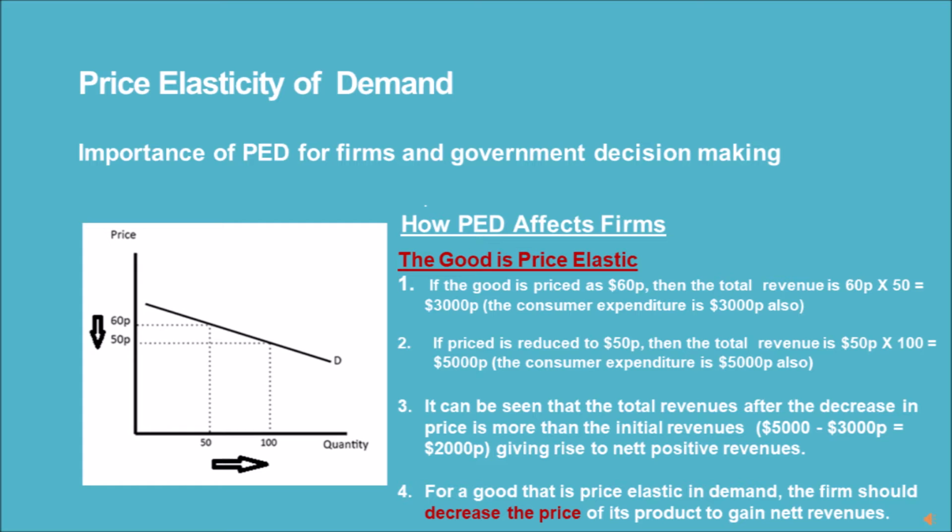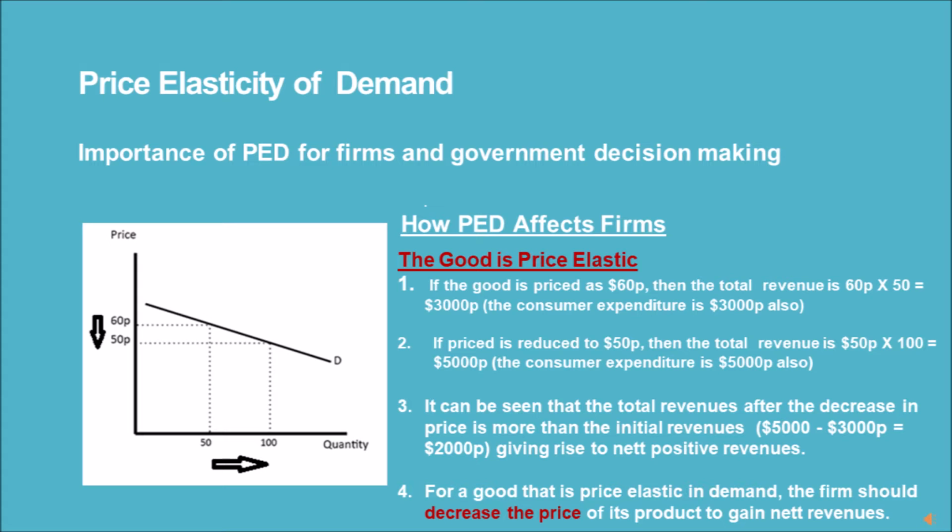1. If the good is priced at 60p, then the total revenue is 60p multiplied by 50, equal to 3000p. The consumer expenditure is 3000p also. 2. If the price is reduced to 50p, then the total revenue is 50p multiplied by 100, equal to 5000p. The consumer expenditure is 5000p also.